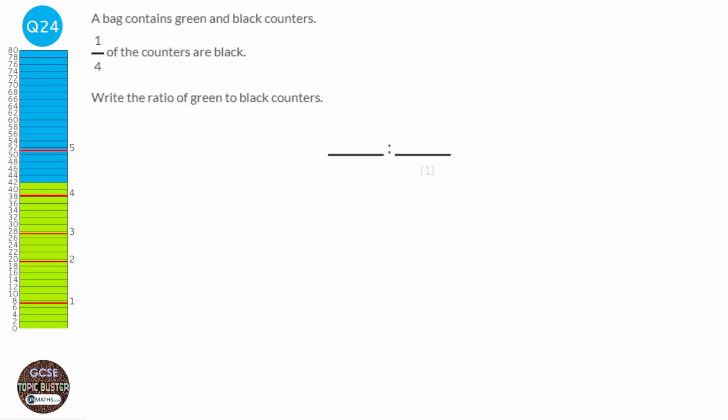So the first thing we're going to do is write this as a ratio between the fractions.